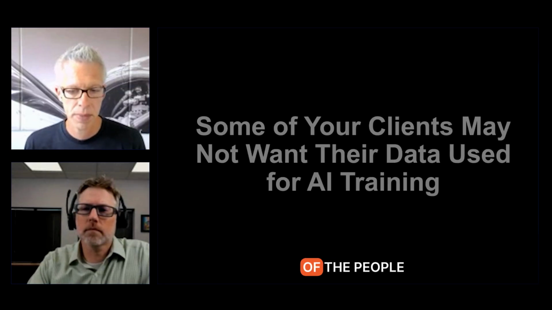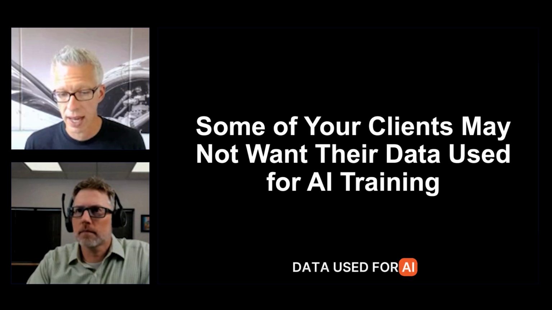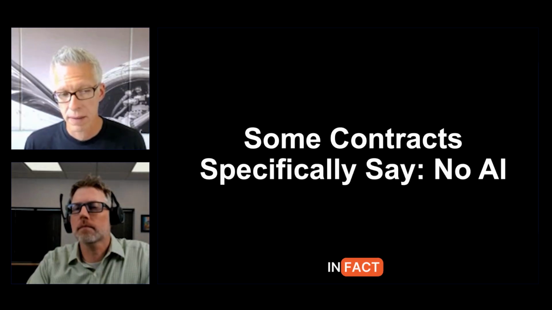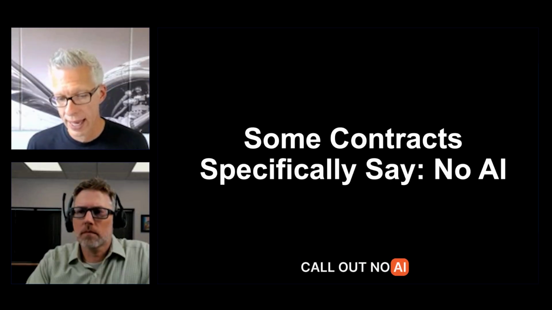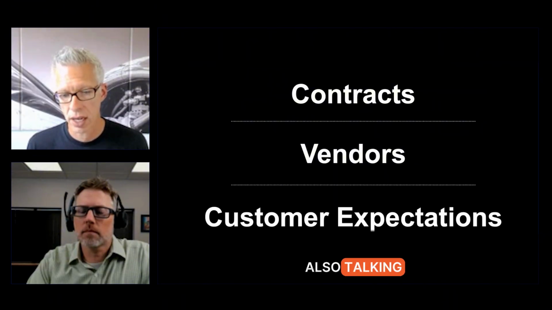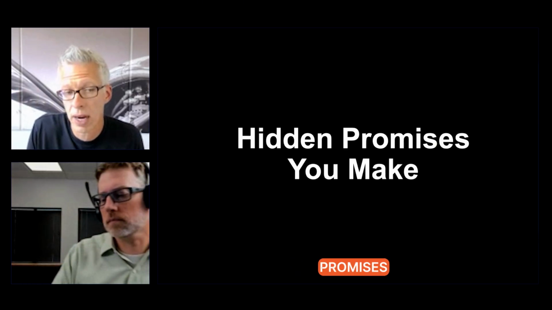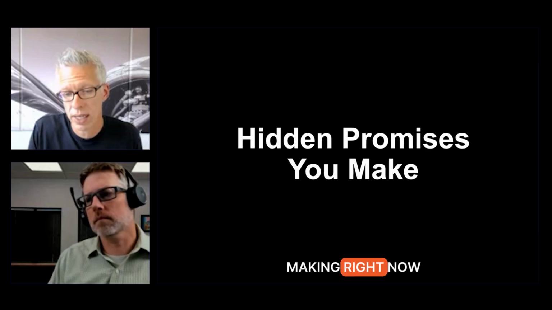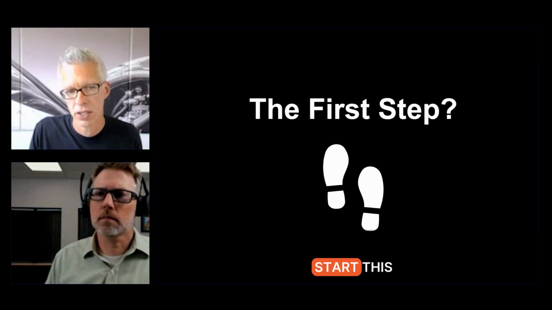Some of the people you work with may not want their data used for AI training. In fact, some larger contracts specifically call out no AI. We're talking contracts, vendors, and we're also talking customer expectations. These are assumptions that your customers have, and ultimately they're hitting promises that you're making right now. So what is the first step? Like, where do you start this all out?